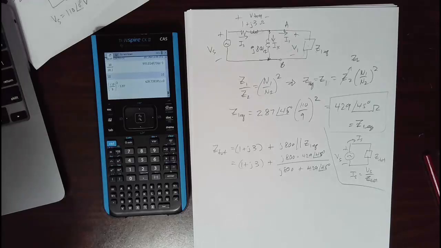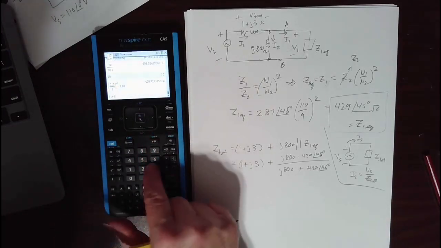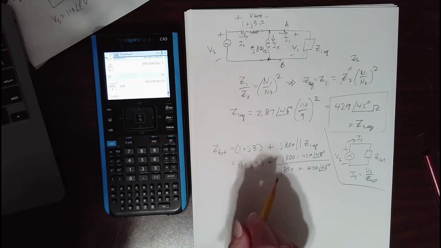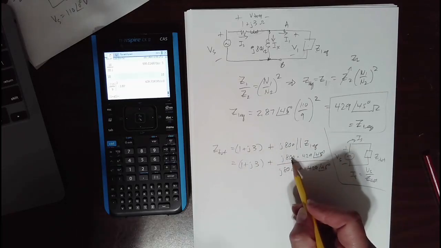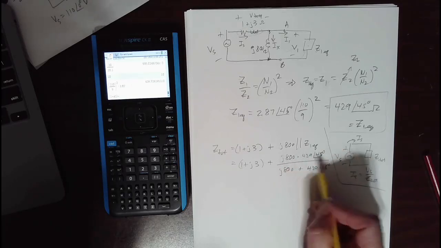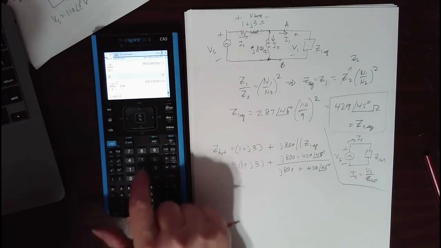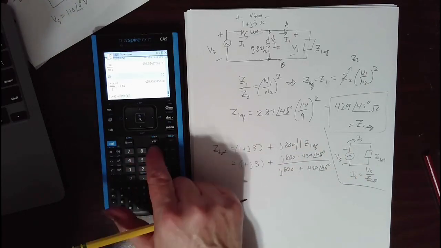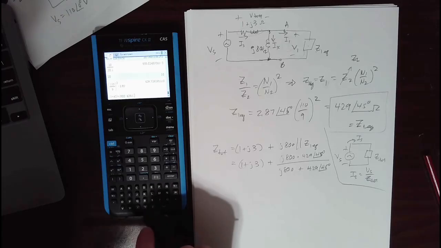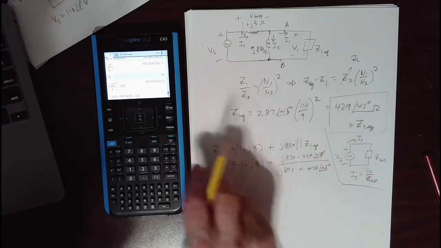Thank you, God, for good calculators. Let's do this. So we got 1 plus J3 plus, so on the top we can multiply these two. Remember, J is a 90-degree angle, and so we can just have 90 plus 45. So this top is going to be 800 times 429 at an angle of 90 plus 45, so 135. Okay, that's the top of the fraction.